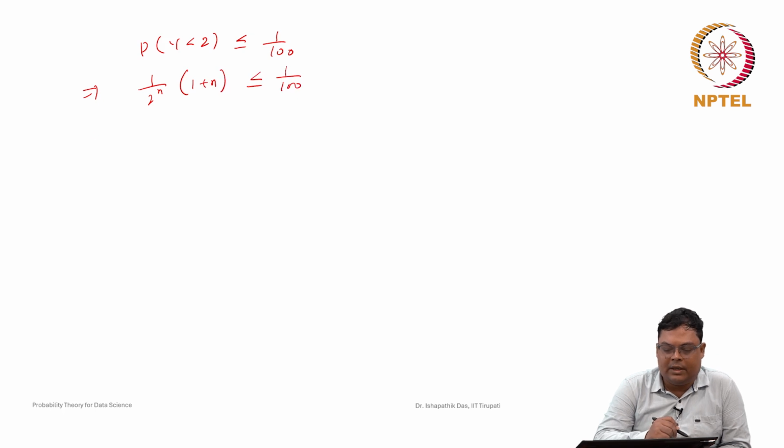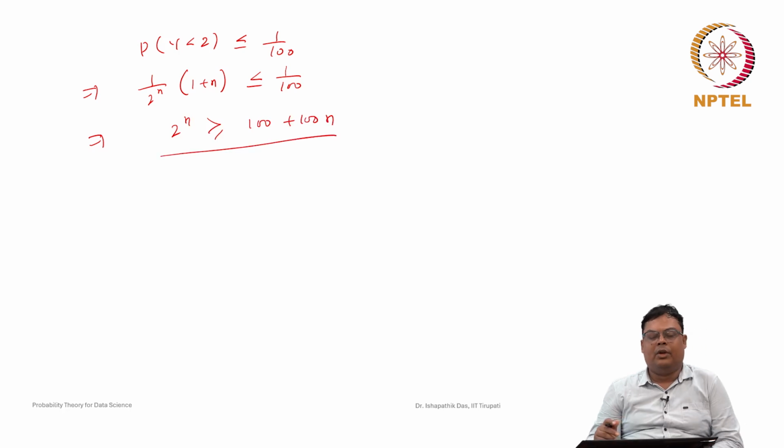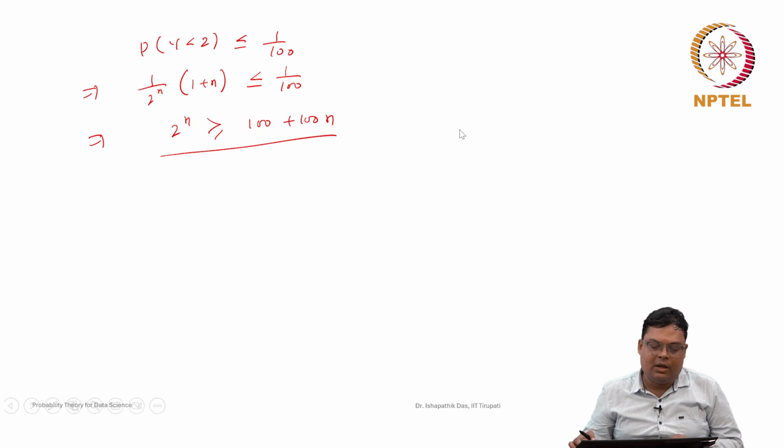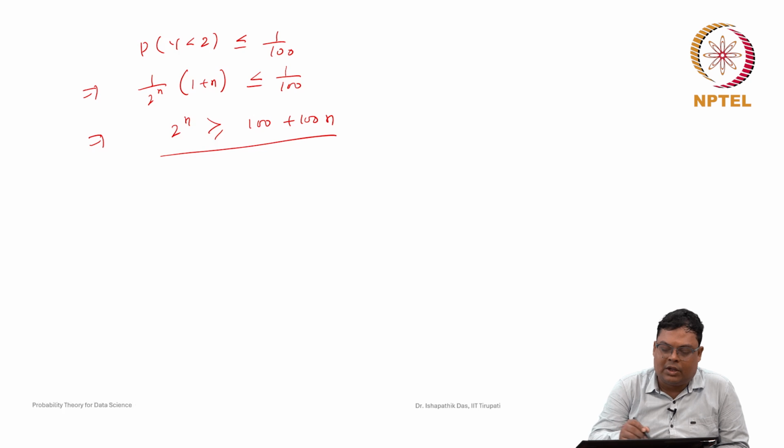Then it is nothing but 2^n is greater than or equal to 100 plus 100n, that you have to solve. Because it is not a linear equation, you have to just check different values of n. Suppose if n is equal to 1, then it is nothing but 2, it is not satisfying. Similarly, you can increase the n values.